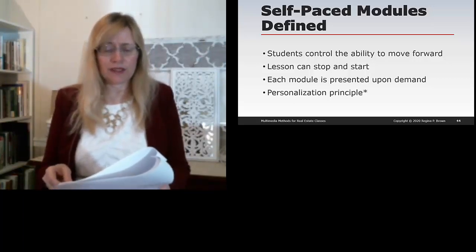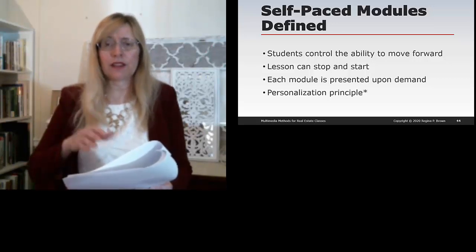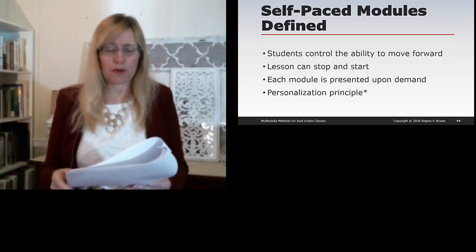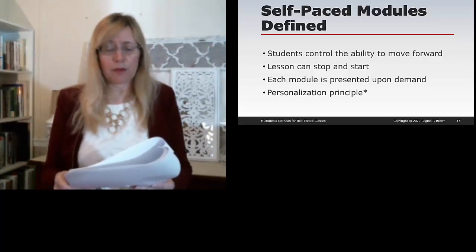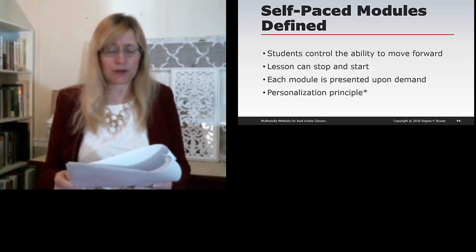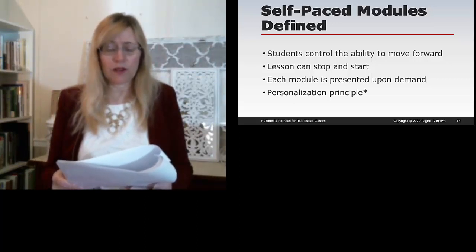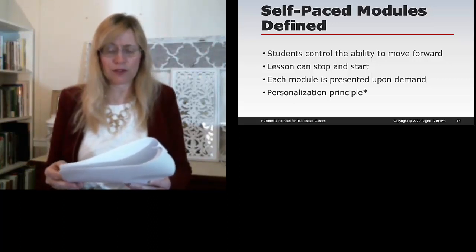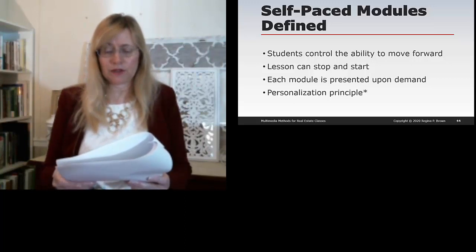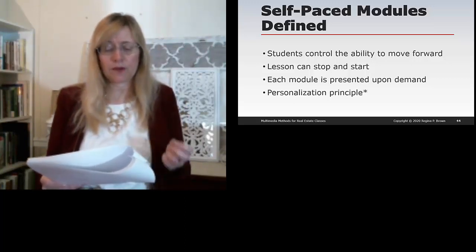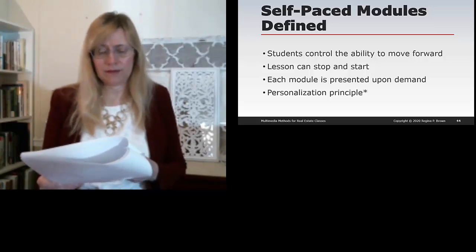Each module is presented upon demand, and students click buttons to move forward, backward, or repeat part of a module. It also gives the opportunity to add activities or brief quizzes between each module, rather than one long lecture followed by a long test. Self-pacing follows the personalization principle to some extent because students customize their course their own way. That's from Clark and Mayer, 2016.